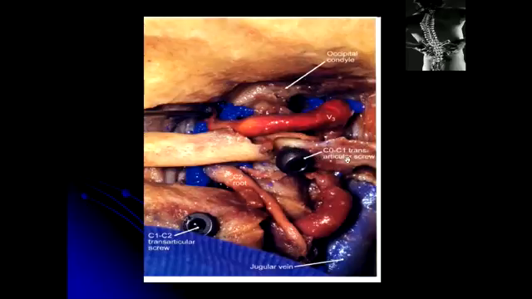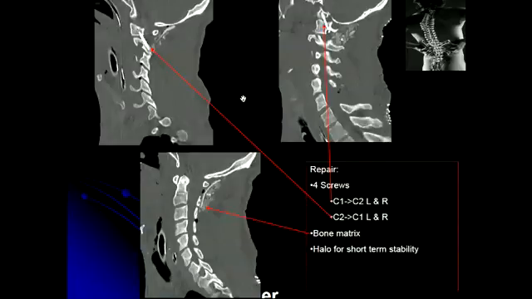And I'll show you later, this gentleman actually ended up having screws that went from the bottom of the skull through C1. So this is a screw that goes from C1 here into the bottom of the skull. So he ended up for repair having 4 screws from basically C1 to C2 and C2 to C1. This should be C0 to C1. So technically he had a screw on the left and right from C0 to C1 and from C1 to C2.